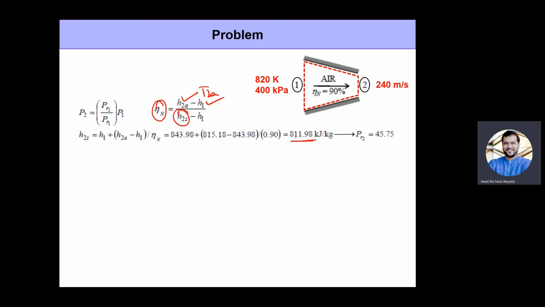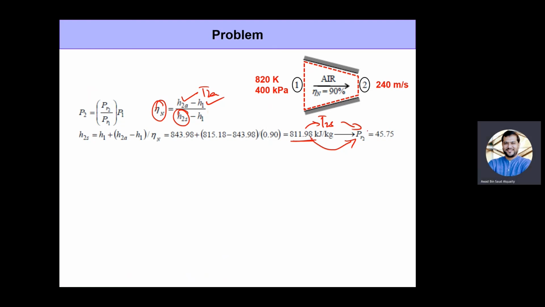Now you have two options from H2S. You can go and get T2S and then go to PR2. Okay, it's your choice. It's not necessary, but some people want to go step by step. You can do that. Otherwise, we know that enthalpy and pressure depend only on temperature. So for a given value of enthalpy, there should be only one value of PR. This works only for ideal gases, right? Not for anything else. So therefore, from enthalpy directly, you can go to PR2, and for enthalpy of 811.98, it corresponds to a relative pressure of 45.75.